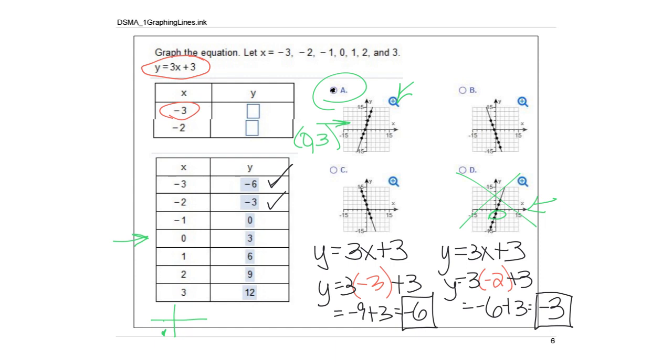Okay, so first you're going to substitute in the x values and get your y's back out, and then just check a couple of the points on the graph to pick the correct graph.